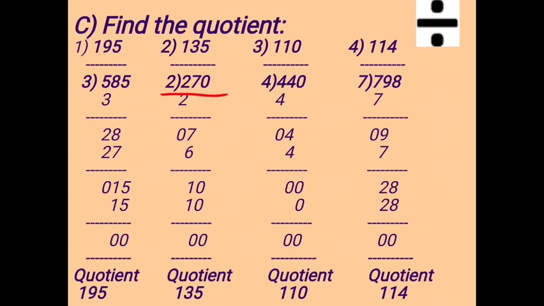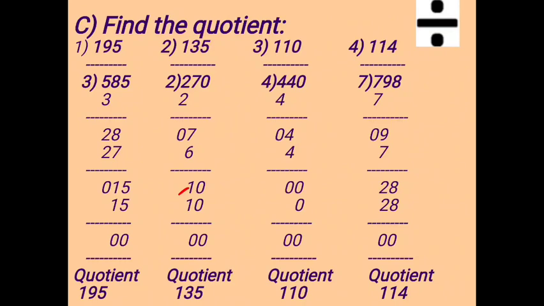270 divided by 2. So 2 ones are 2. Then subtract it. 2 minus 2 is 0. After that, bring down the next number, that is 7. So in the 2 table, 7 is near to what? That is 2 threes are 6, which is smaller than 7. So go for 2 threes are 6. Then again subtract it. Then you will get the remainder as 1.